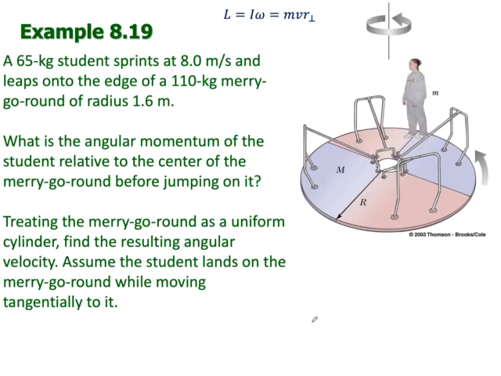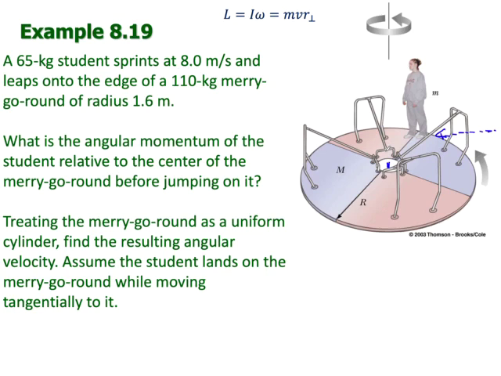All right, this one's a little bit more exciting. What's the angular momentum of the student relative to the center of the merry-go-round before he runs on? So what we've got here is a student who's running along here, and hops on a stationary merry-go-round. I don't know if you ever played with one of these. They're actually one of my favorite playground toys, but there are so many injuries, they've removed them from most playgrounds.